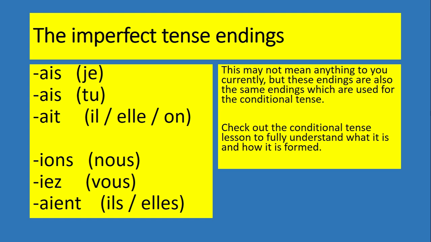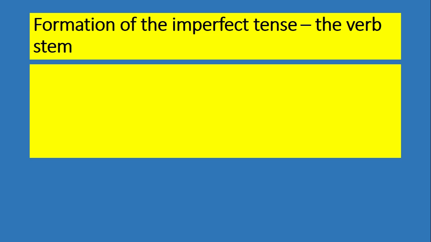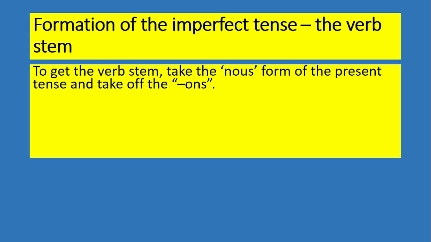For the conditional tense, the would tense, you add these endings onto an infinitive. But for the imperfect tense, the was playing or used to play tense, you add them on to the verb stem. So to get the verb stem, find the nous form of the present tense and take off the ONS. Now that's easy to say, but that's very hard to do in practice, because I can imagine that a lot of you out there are unable to conjugate verbs in the present tense. And if you can't conjugate a verb in the present tense, you won't be able to get to the nous form. And if you can't get to the nous form, then you can't take off the ONS to find the verb stem.